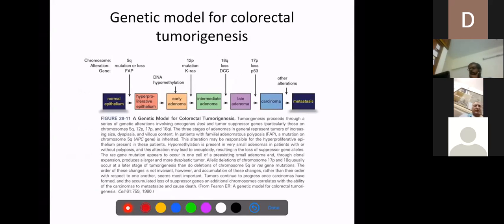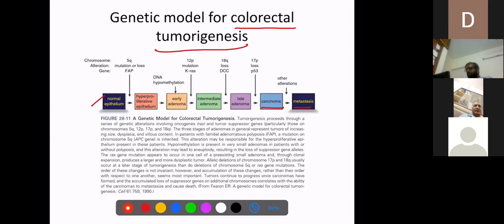So here is the genetic model. In the first slide itself, I told you that it is going to be a multi-step process involving activation of the oncogenes and suppression of the tumor suppressor genes, which leads to a carcinoma and metastasis. We take this genetic model of colorectal tumorigenesis.